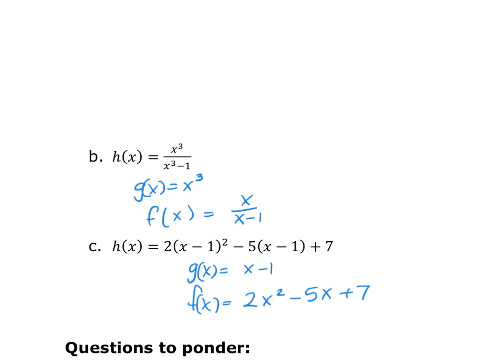So when we're decomposing these functions, we want to think about either the last thing that I do, and that would be my outer function, or the first thing that I would do to that number, and that would have been my inner function. That is a decomposition of functions.